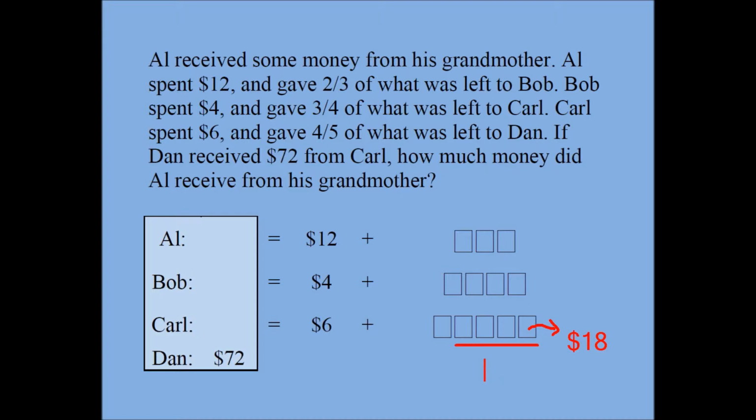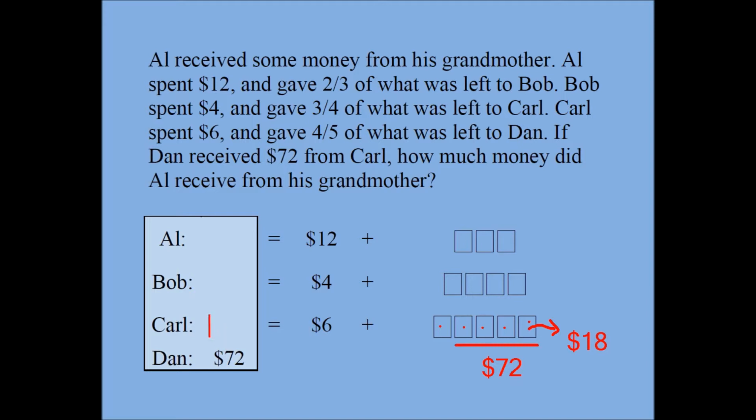How do I know that? Because Carl gave 4/5 of what was left to Dan. 4/5 should be 72, so you take 72 divided by 4, so each chunk should be 18. So each of the 5 chunks has to be 18. And 18 times 5 is 90. So Carl must have had 90 plus 6, $96.